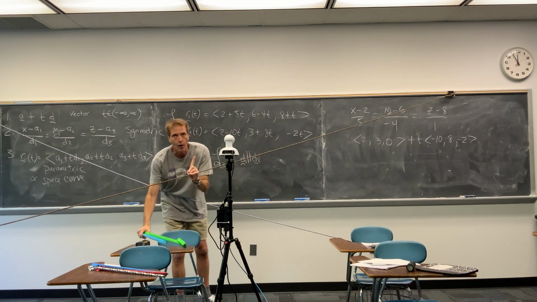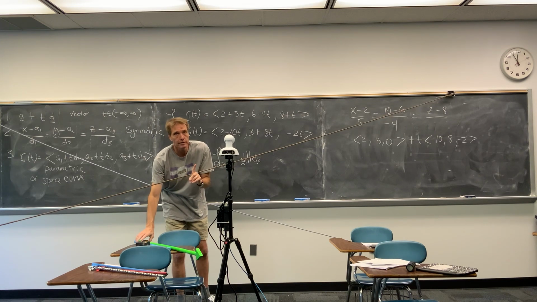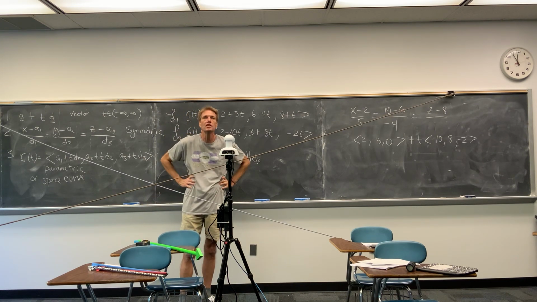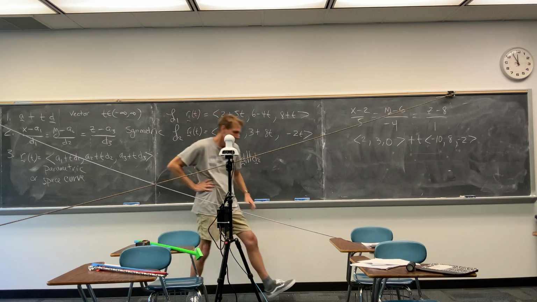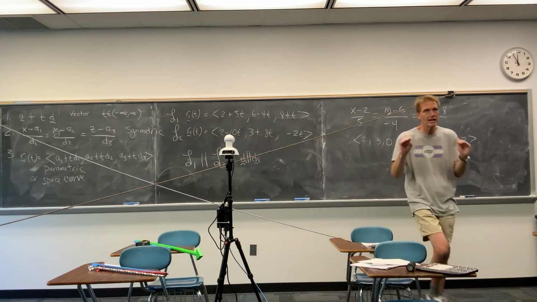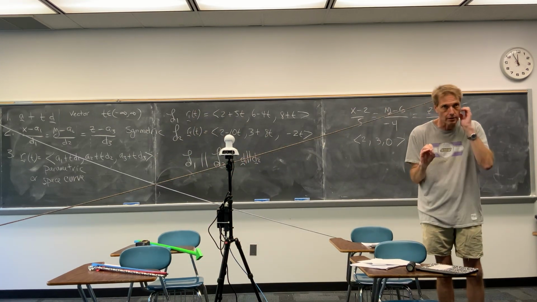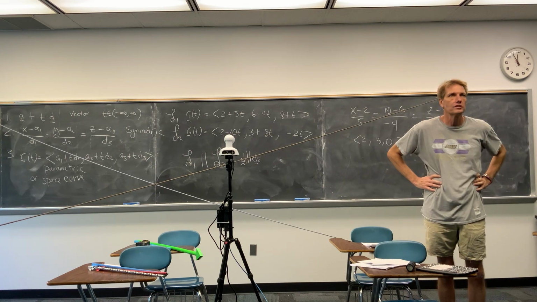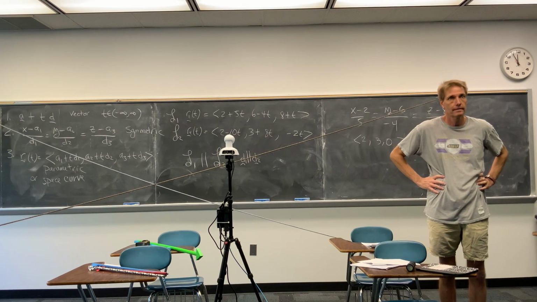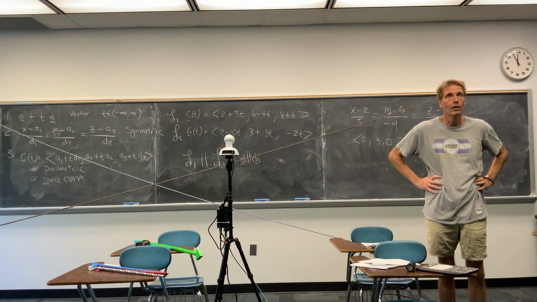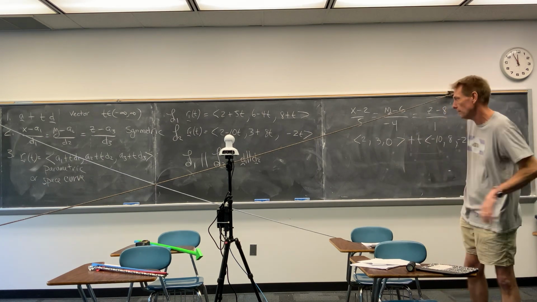So, write this down. If D1 cross D2 is the zero vector, those two direction vectors, then what do I know about the two lines? They're parallel. And that's one of your flashcards.